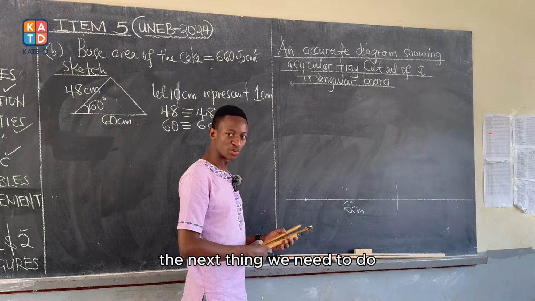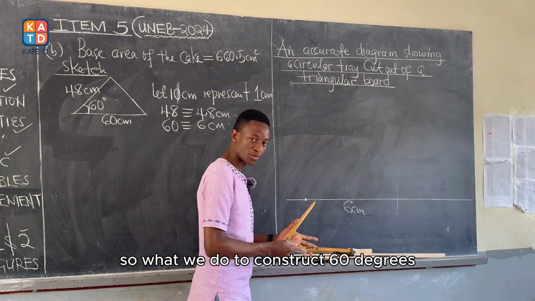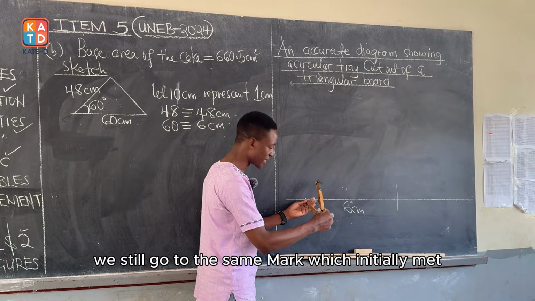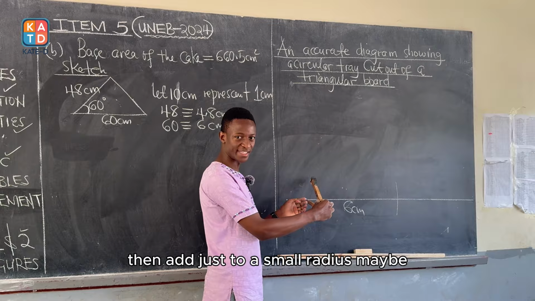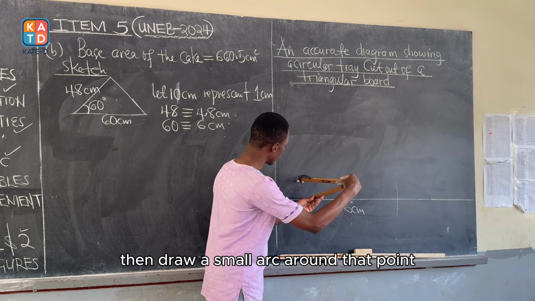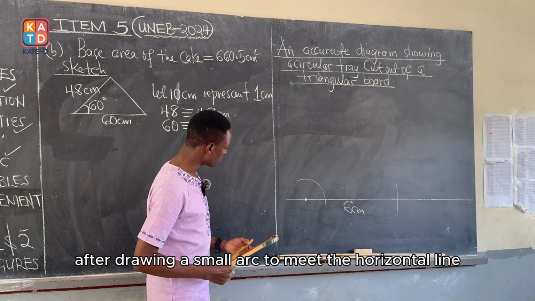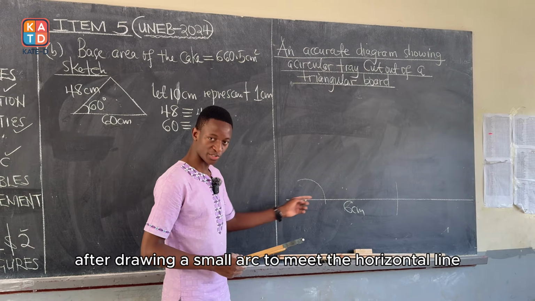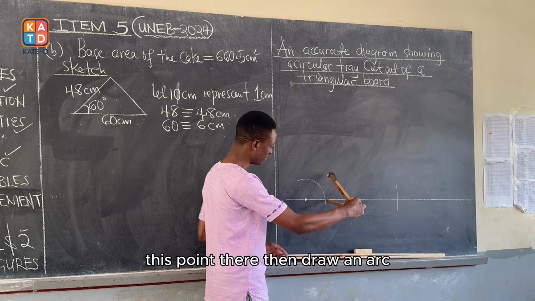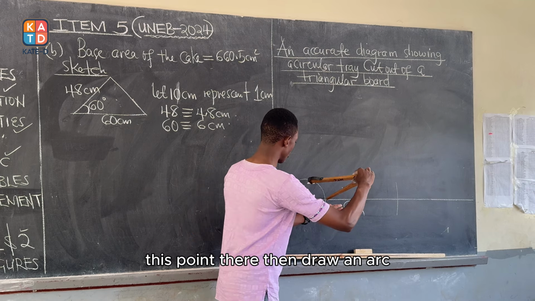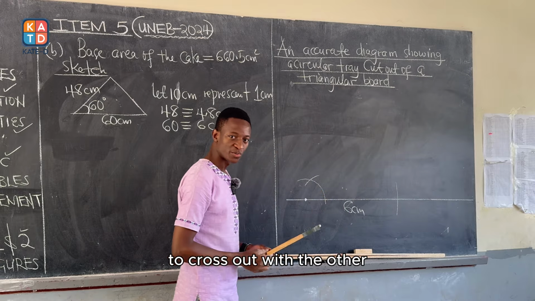So the next thing we need to do is to construct 60 degrees. To construct 60 degrees, we still go to the same mark which we initially made, then adjust to a small radius maybe, then draw a small arc around that point. After drawing a small arc to meet the horizontal line, go to where it has met the horizontal line, this point there, then draw an arc to cross out with the other.